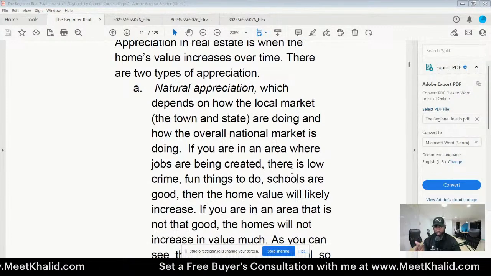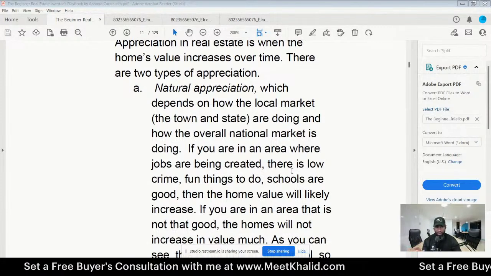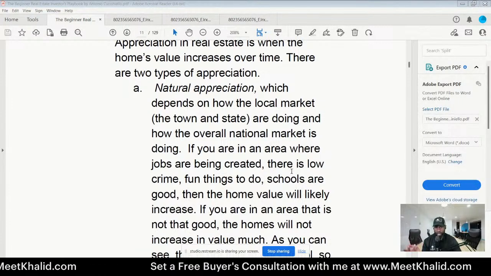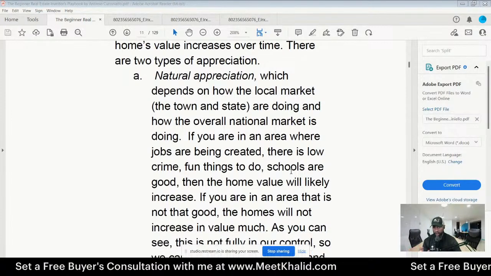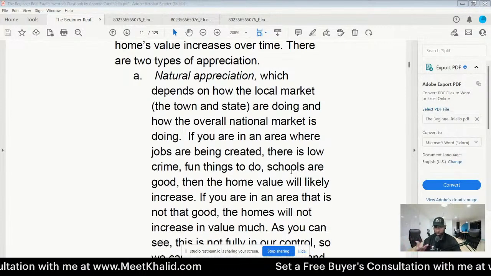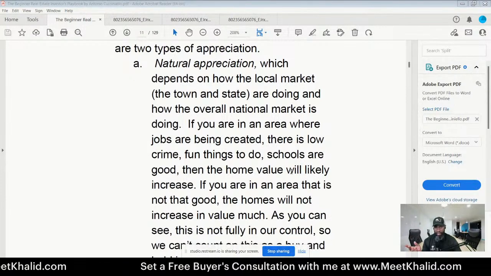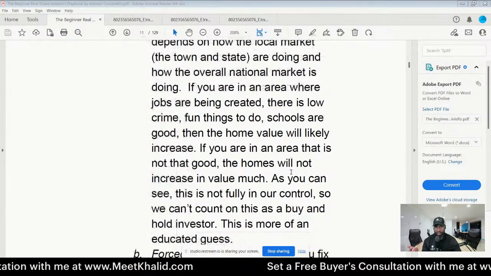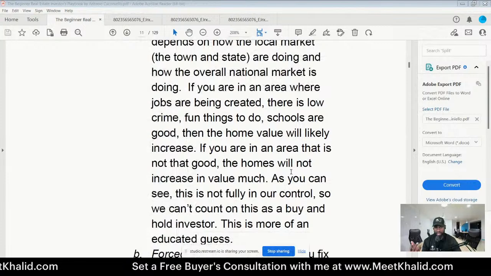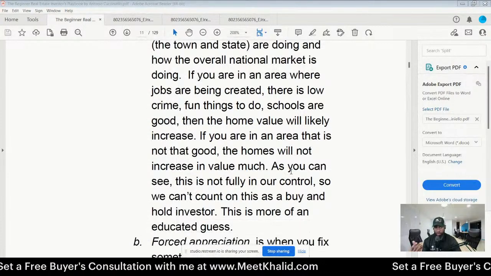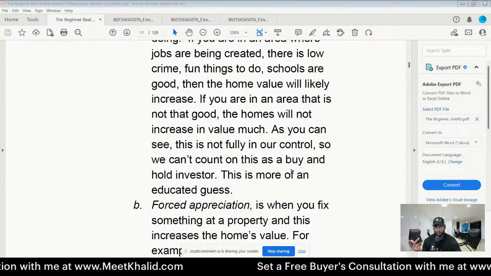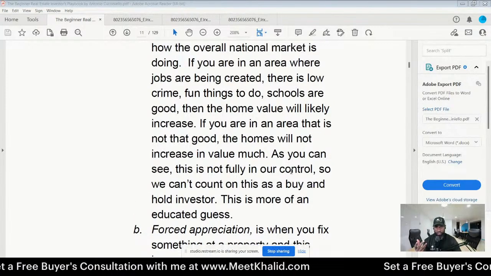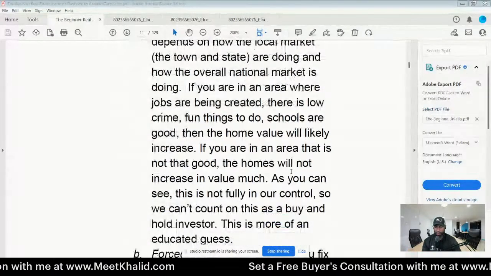Natural appreciation depends on the local market, town or state, and how the overall market is doing. If you are in an area where jobs are being created, there is low crime, fun things to do, and good schools, then the home value will likely increase. If you're in an area that is not so good, the homes will not increase as much. This is not fully in your control, so we can't count on it as a buy and hold investor. It's more of an educated guess or a hypothesis. With natural appreciation, it depends on what's happening in the area.